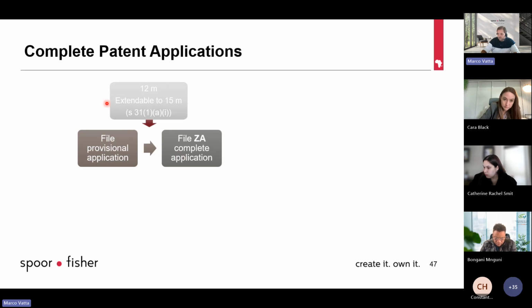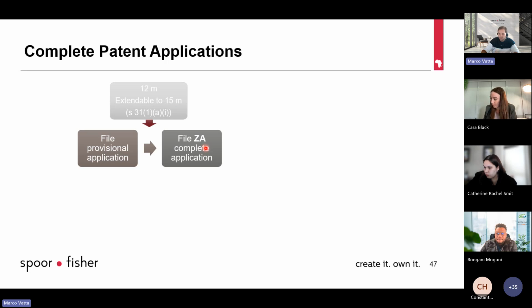You will see that I have listed a specific provision in terms of Section 31(1) of the Act that says that that 12-month Paris Convention deadline is extendable to 15 months. So there is an additional 3-month period within which you can file your complete application, but that is upon request to the registrar to allow that condonation for the further 3 months.